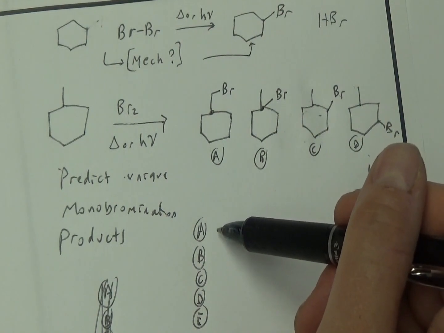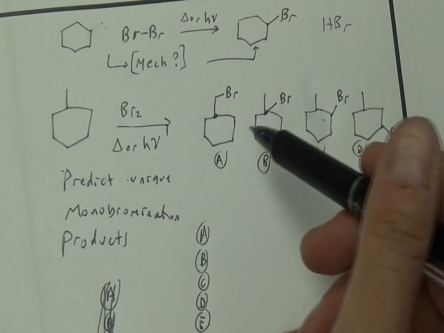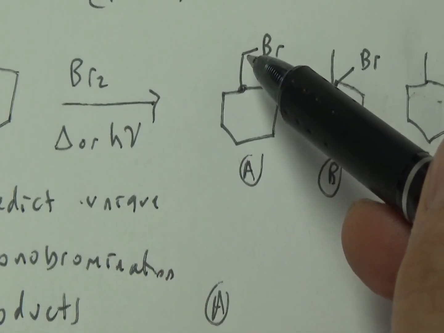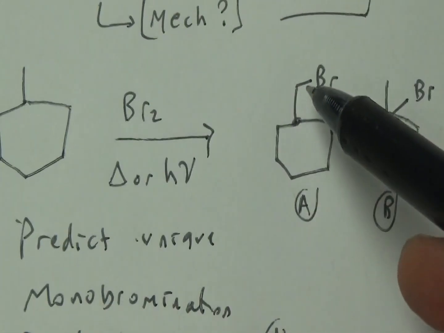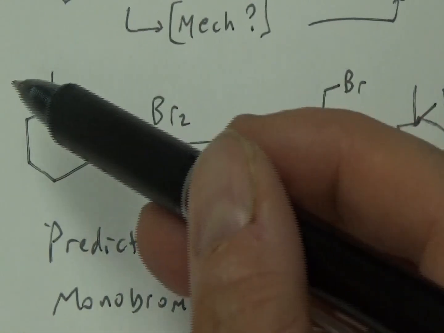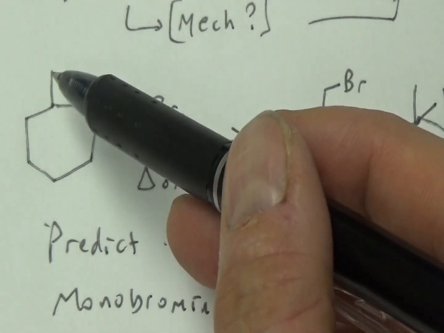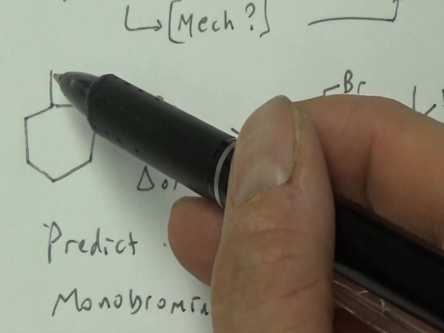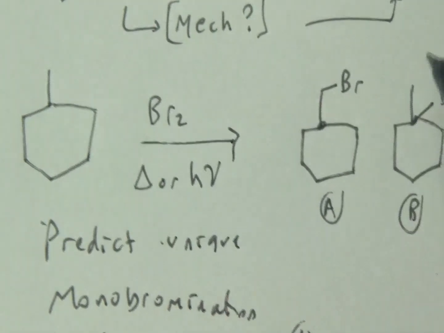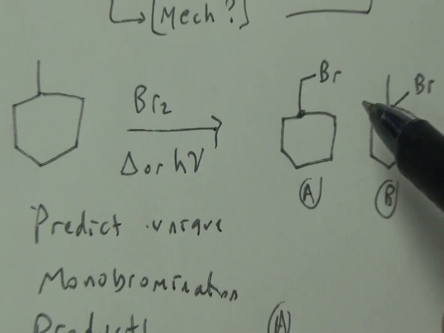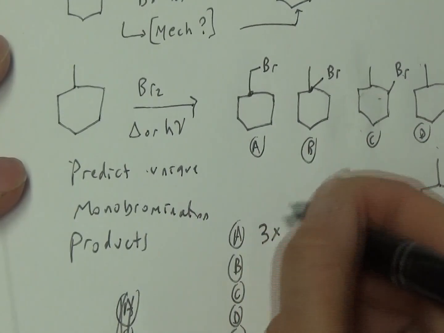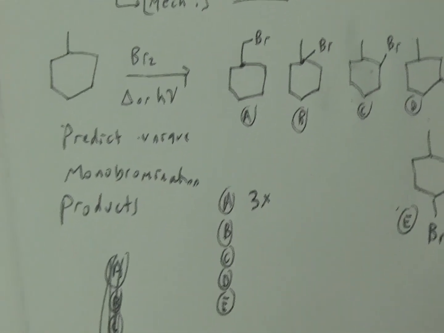So I look at A, and I zoom in there and I see that looks like a primary position, right? And also, how many different hydrogens in the starting material could be replaced to give me this product A? Well, how many hydrogens are there? 1, 2, or 3? It's 3, right? So we write 3 times something. We'll do the something later.